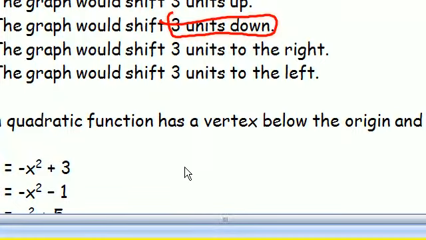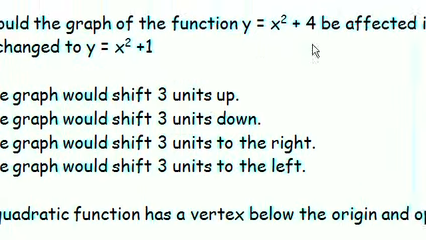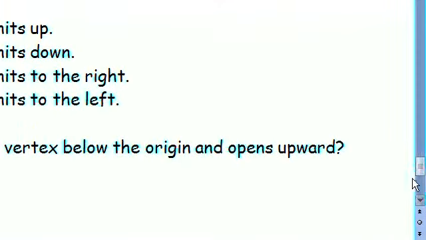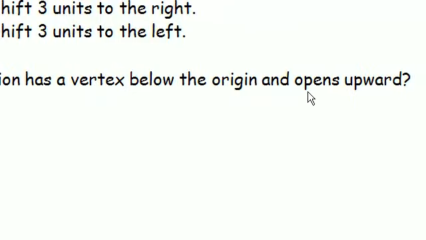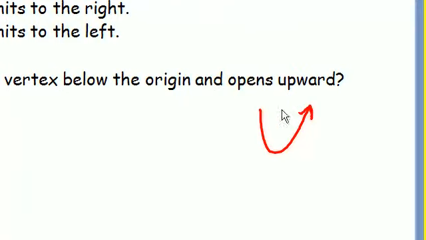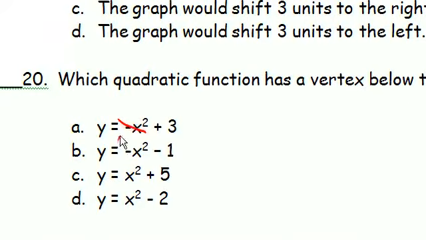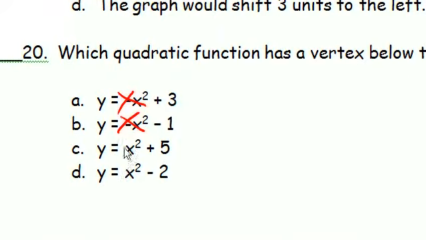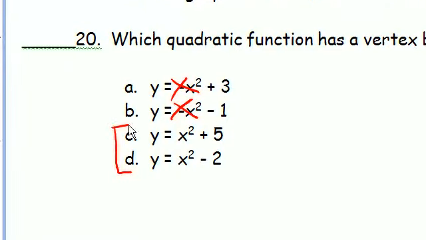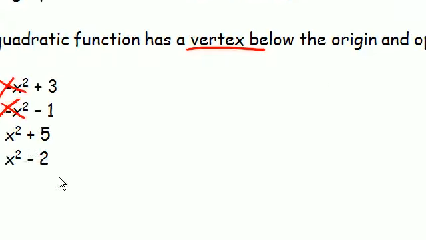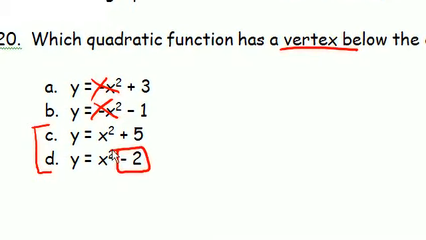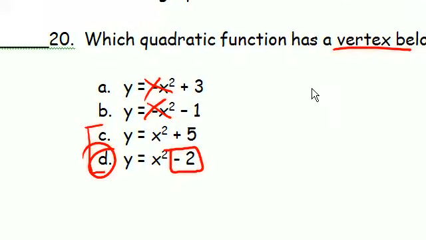Which quadratic function has a vertex below the origin and opens upward? Great question. You know what was lacking on this test review is domain and range. Interesting. Opens upward means our parabola will be opening upward, so it's going to have to be positive. We know those aren't it, so it's one of these two. Which has a vertex below the origin? It's going to need a negative shift. So D is our answer.